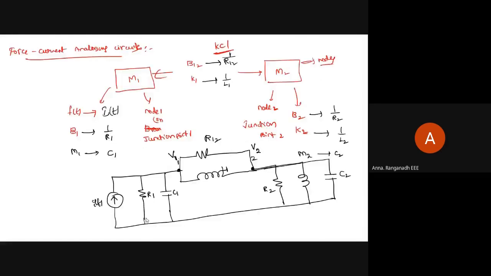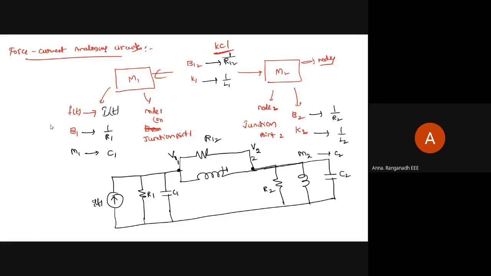So if you write the main diagram, clearly mention which one f of t is analogous to, which one B is analogous to, which one M is analogous to, and which one K is analogous to. If you know this terminology, you will get everything easily. The components strictly connected to the corresponding nodes will be related to that loop or that node. For force voltage analogy, the elements relate to that loop only. For force current analogy, the elements relate to that node only.